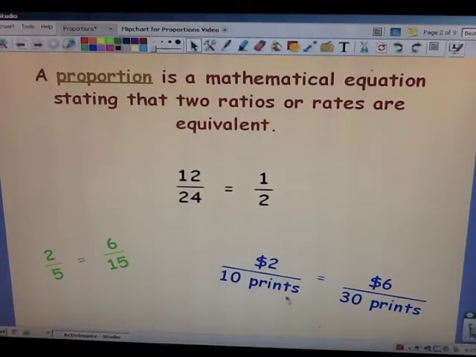Here you have the two rates. $2 to 10 pence is equal or proportional to $6 for 30 pence. These are proportional or equivalent rates. Go ahead and pause the video and write down in your notes the definition for what a proportion is.